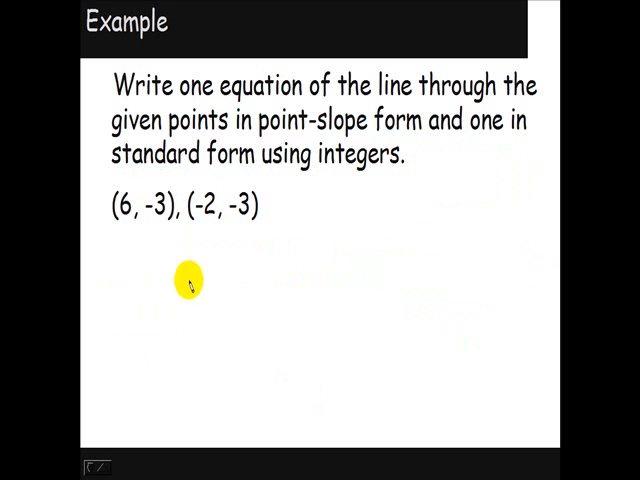Here's another example doing the same thing. I need point-slope form and standard form. So let's find the slope. We need the slope for either form. We're going to take second y value, which is negative 3, minus first y value, which is also negative 3. Interesting thing going to happen there. Over second x value, which is negative 2, minus first x value, which is 6. My numerator zeroes out. Negative 3 minus negative 3 is 0. My denominator is negative 8. So my slope is 0.